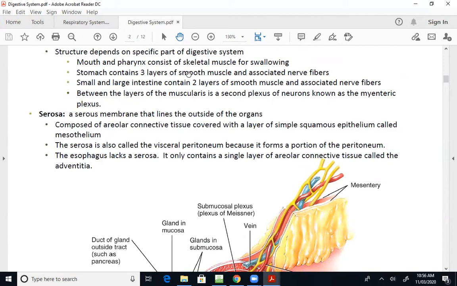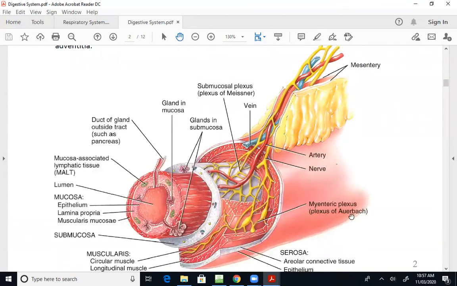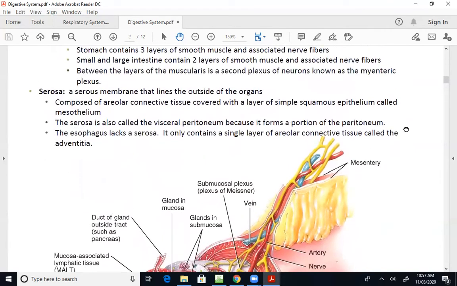Our stomach has 3 layers, the most amount, which is because our stomach does a lot of turning and twisting and breaking down our food. Our small and large intestine contains only 2 layers, and their associated nerve fibers, which is that second plexus I just mentioned, the myenteric plexus, also known as plexus of Auerbach, which I didn't even list up here.